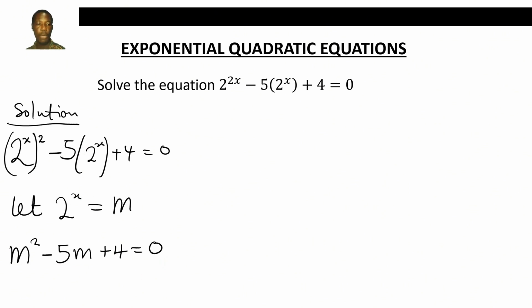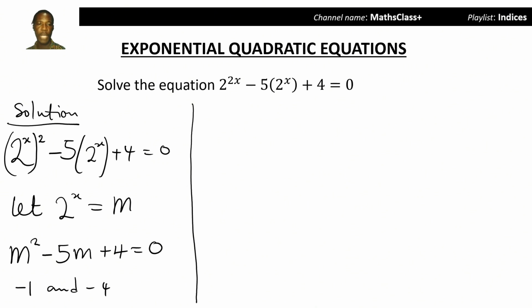So here, the coefficient of m squared is 1, the constant is 4. So we need to look for the factors of 4 that, when we add, we will get negative 5. Looking at that, we will have negative 1 and negative 4. These two numbers, when we multiply, we will get positive 4. When we add, we will get negative 5. So our equation can be written as m squared minus m minus 4m plus 4 is equal to 0.